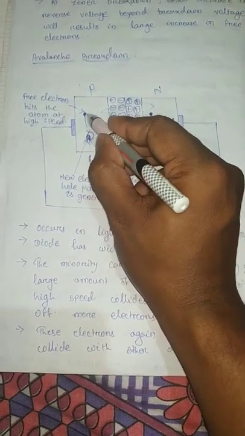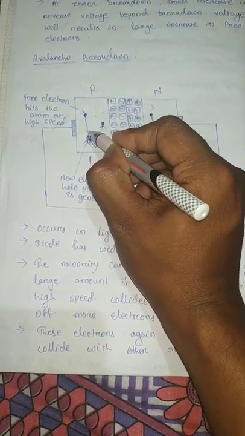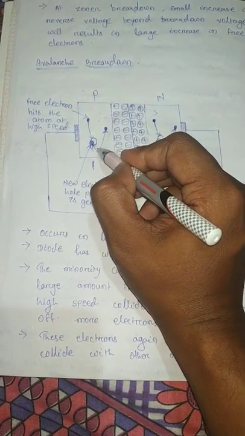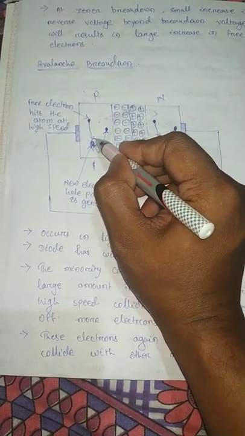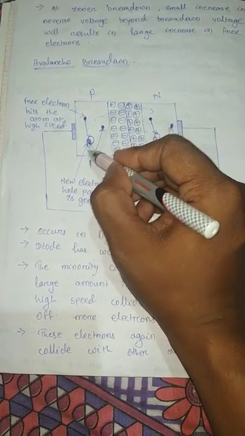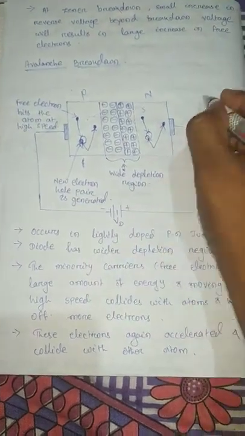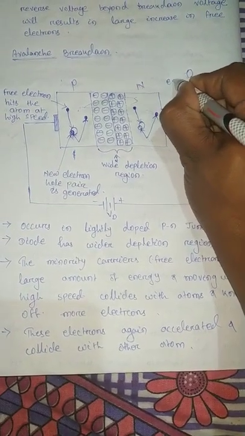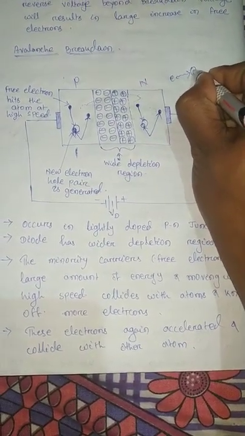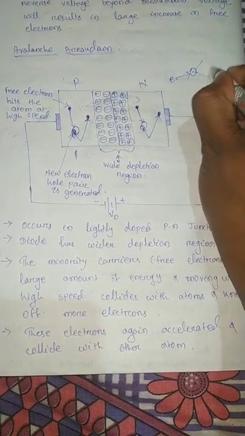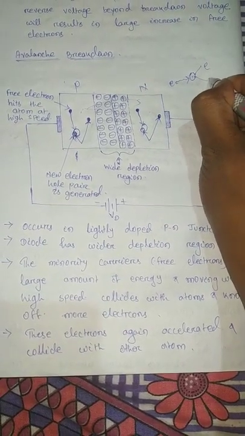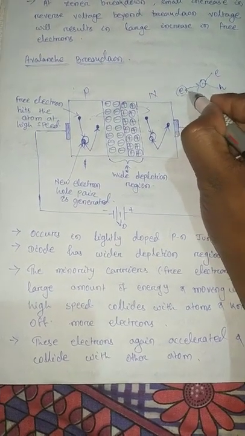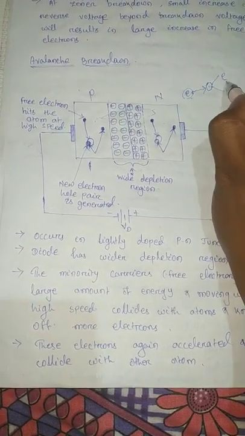In their path, the electrons will collide with the atoms at high speed. Due to these collisions, an electron and hole pair is generated. That means this is the atom. When a high speed electron collides with this atom, a new electron and hole pair is generated. That means due to one collision, two electrons are generated.